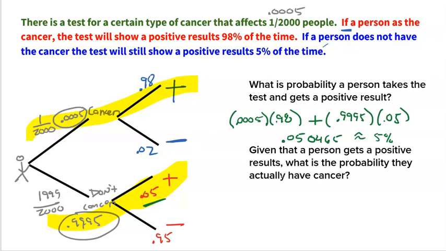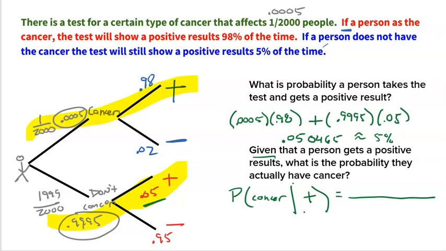All right, last question here says, given that a person gets a positive result, what is the probability they actually have cancer? Okay, given, conditional, I say that word given. So the question actually says, what is the probability they have cancer? Now, if that's all it said, I would say 1 out of 2,000, 0.0005. But it says given that they have a positive result. Okay, so now I got a conditional question. You have a positive result. Should you be concerned that you actually have this cancer?